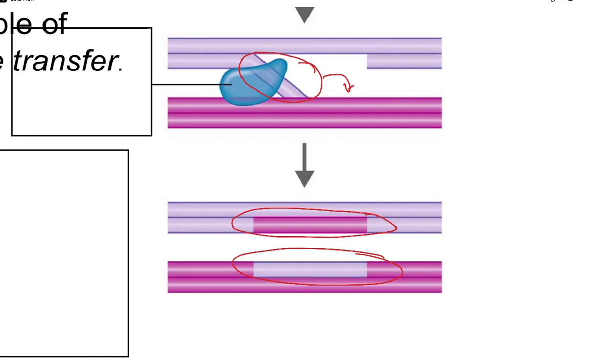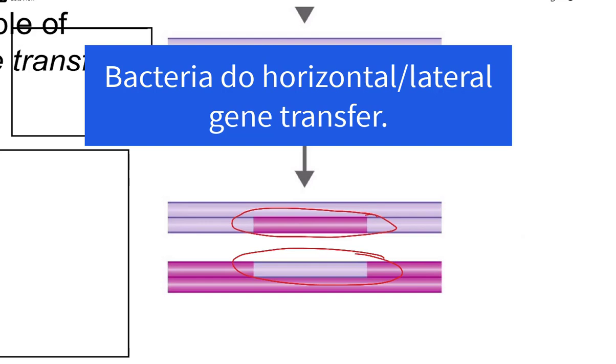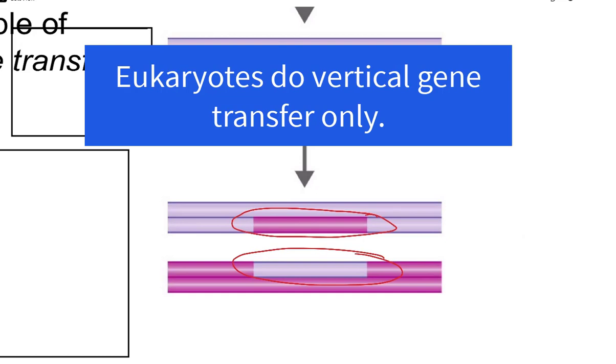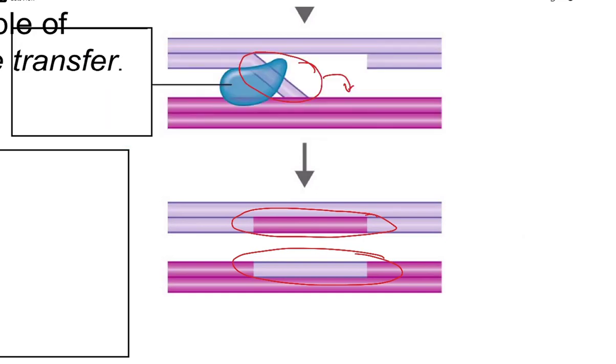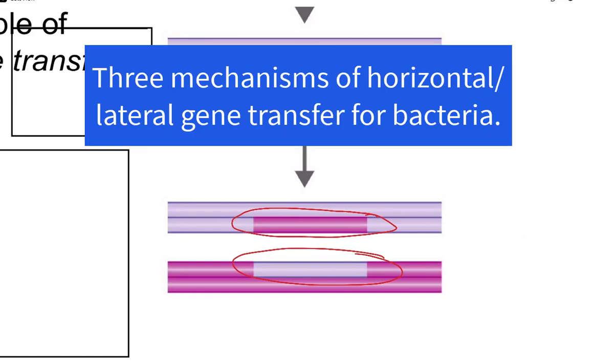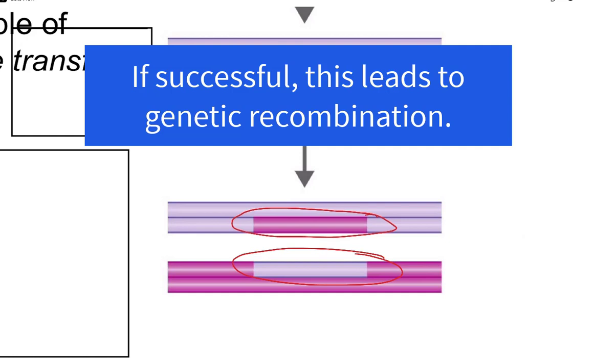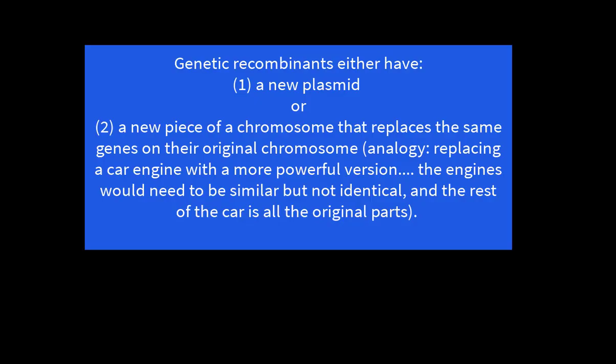The major takeaways here are that bacteria do horizontal gene transfer, also known as lateral gene transfer. Eukaryotes are only capable of doing vertical gene transfer. And since our focus is generally bacteria, we're going to be looking at the prokaryotes. There are 3 mechanisms of horizontal gene transfer. And if horizontal gene transfer is successful, you create a genetic recombinant. The genetic recombinant can be created by a cell either taking in a new plasmid, which is kind of a self-contained piece of DNA, or by swapping out part of their old chromosome for a new chromosomal piece from a different organism. That concludes this lecture.